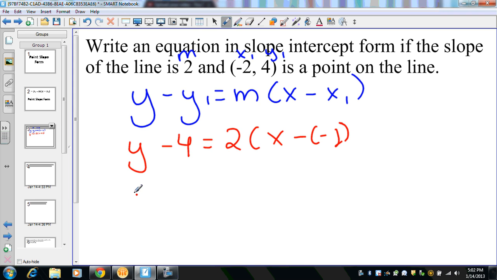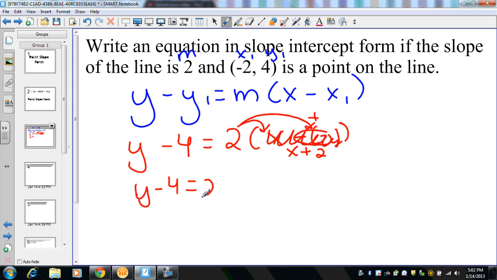So I'm going to do a little bit of simplifying here. y minus 4, I can't do anything with that yet. I'm going to distribute this 2 to everything that's inside the parentheses. And I'm also going to rewrite this. Whenever I see minus and negative, this is the same thing as plus. So this is really x plus 2, if you want to rewrite it like that. To me, that just makes it a little bit simpler. So I'm going to distribute it. 2 times x is 2x, and then 2 times 2 is 4. So 2 times (x plus 2) is equal to 2x plus 4.